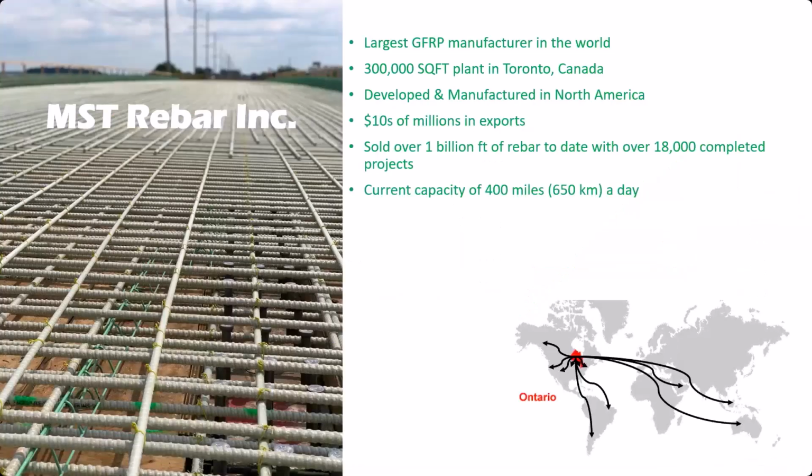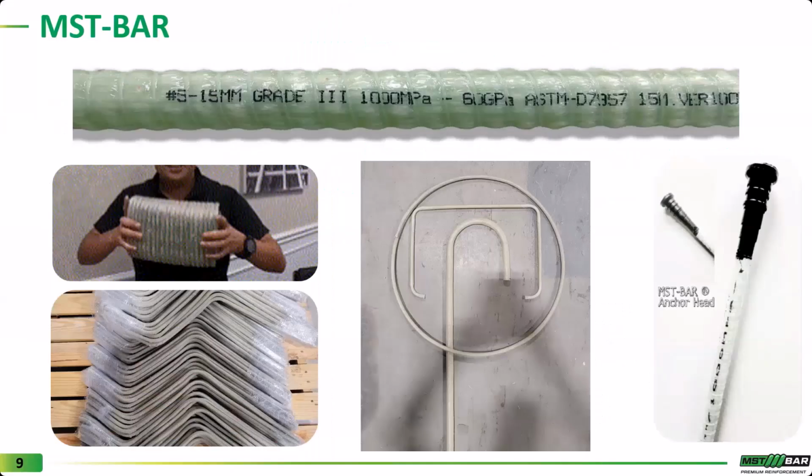Just briefly about MST rebar and who we are. We are one of the largest GFRP manufacturers in the world. We have a 300,000 square feet plant in Toronto, and we have another plant in the US. The material is developed and manufactured in North America. We do all our research and development either in Canada or in the US. We export our rebar all around the world. To date, we sold over 1 billion linear feet of the rebar and completed over 18,000 projects. And we currently have a production capacity exceeding 400 miles or 650 kilometers a day of the rebar.